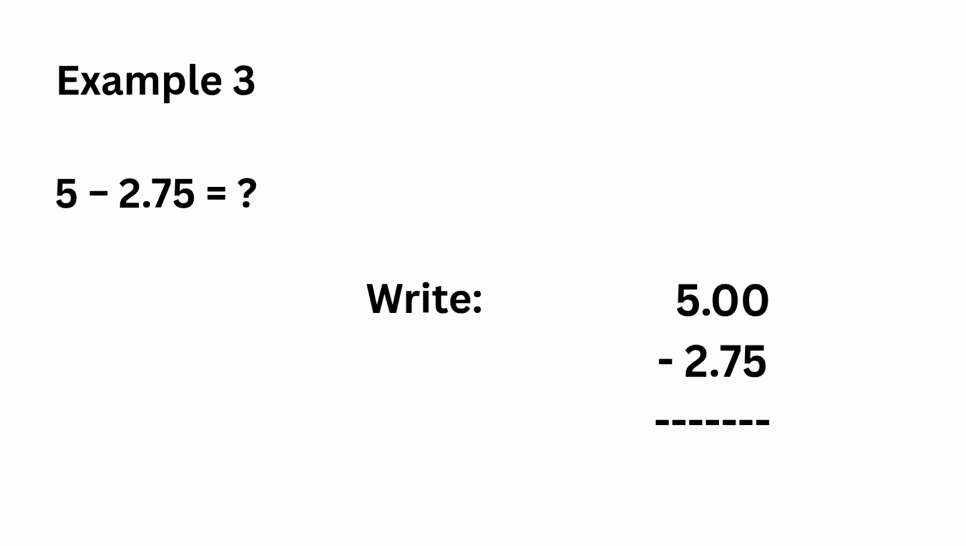Now let's subtract a decimal from a whole number. We can write 5 as 5.00 so that the decimal places can line up. This one requires borrowing. We'll only borrow in maths. We will not borrow in real life.